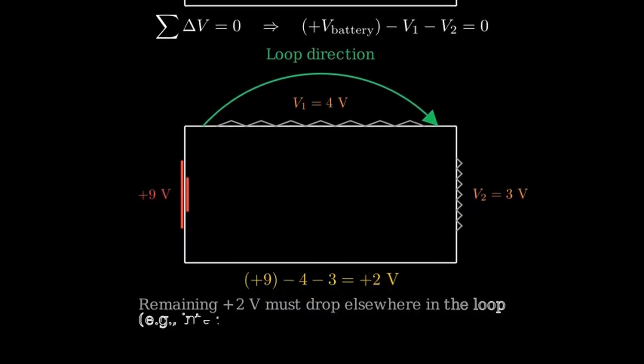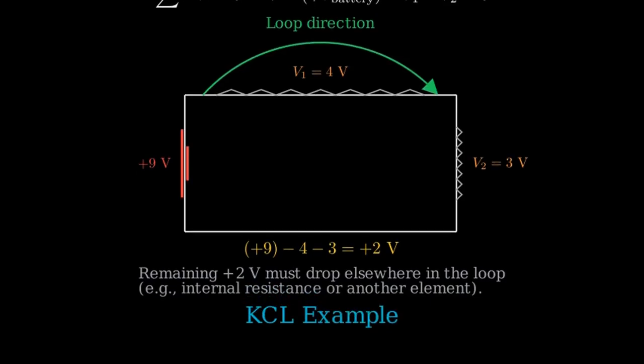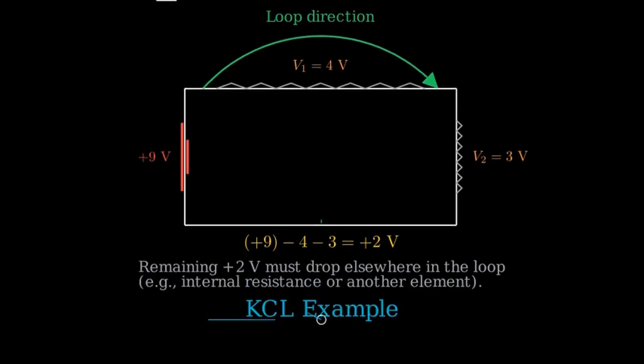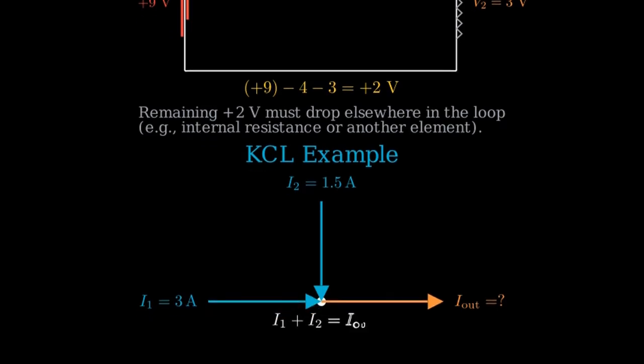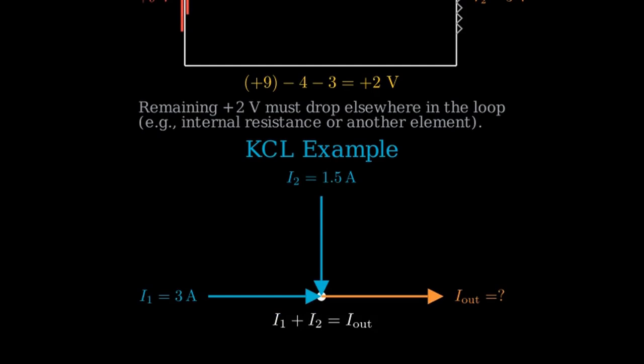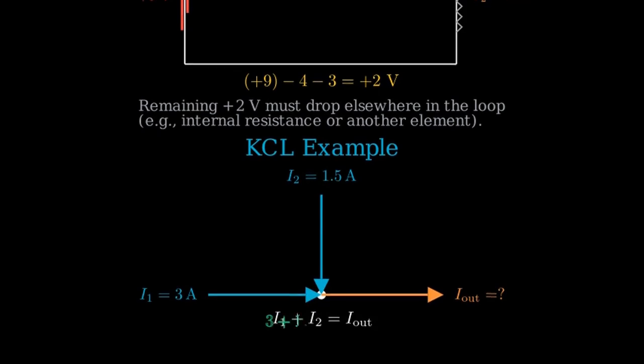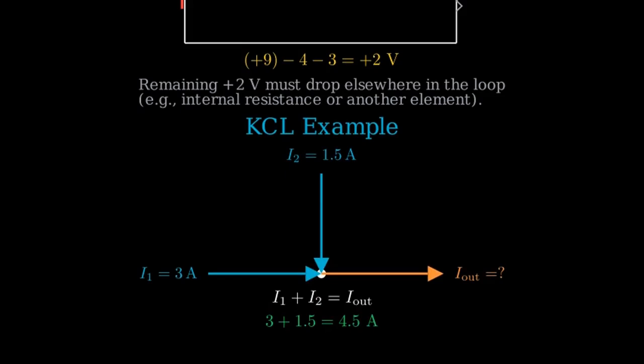Let's solve a quick KCL problem step by step. 2 currents go into a node. I sub 1 equals 3 amps. I sub 2 equals 1.5 amps. 1 current leaves, I sub out. Write KCL: I sub 1 plus I sub 2 equals I sub out. Substitute and compute: 3 plus 1.5 equals 4.5 amps out.